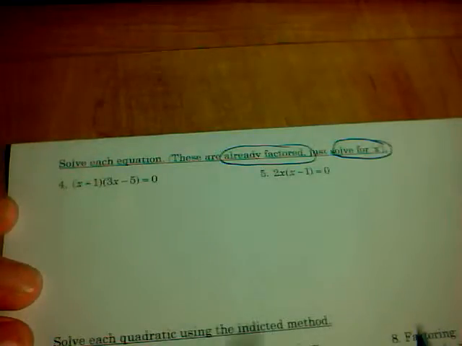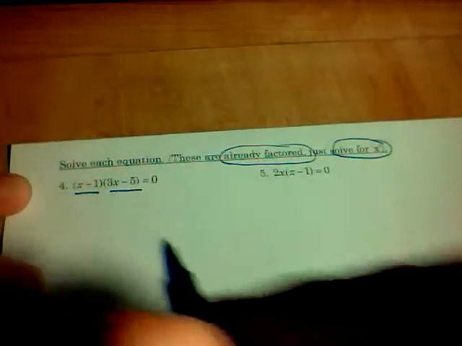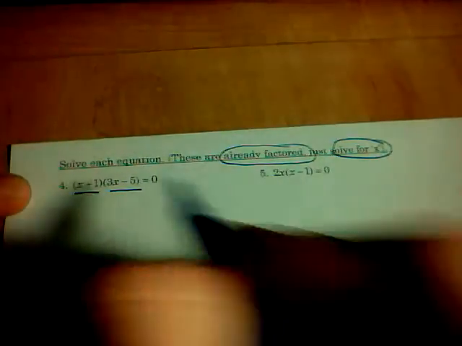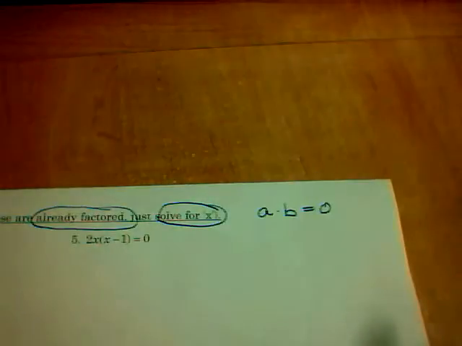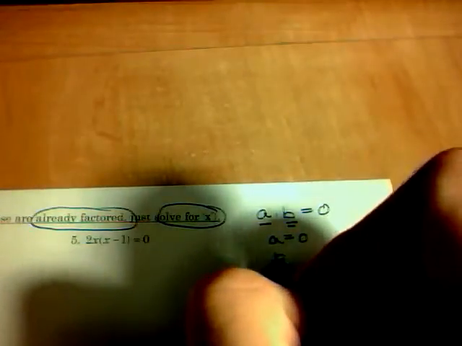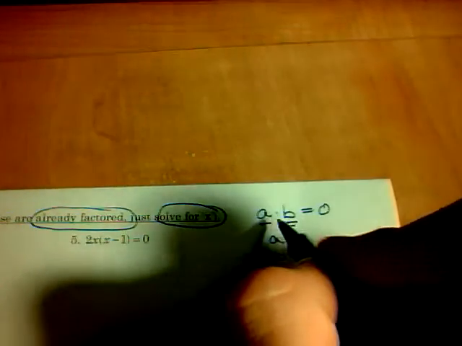So we've got x plus 1 and 3x minus 5, and those are being multiplied together, and they're equal to 0. From the zero product property, you should know that if you have two numbers multiplied together to get 0, then either this value, a, must equal 0, or this value, b, must equal 0. One of these two has to equal 0 in order for two numbers to multiply together to get you 0.